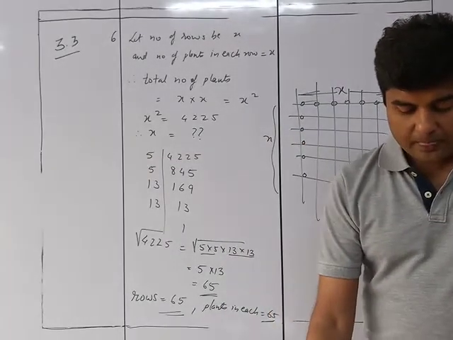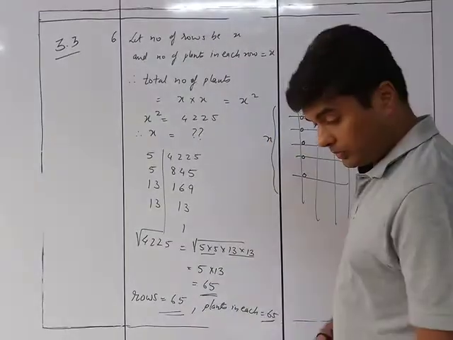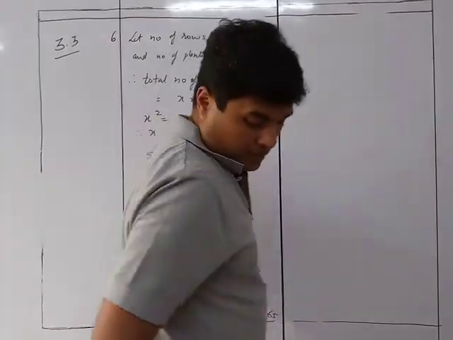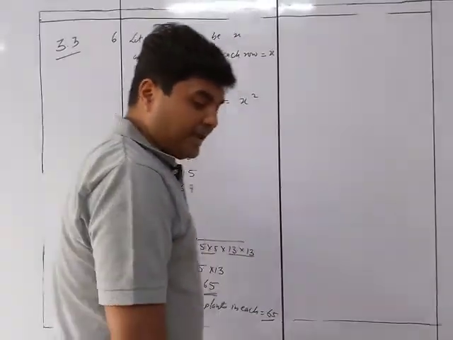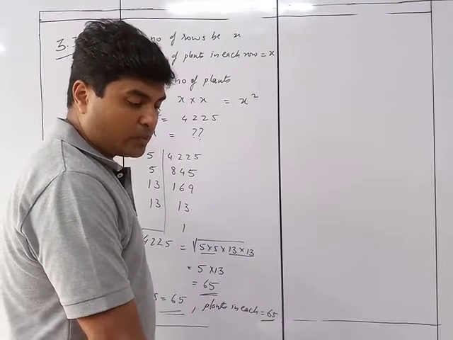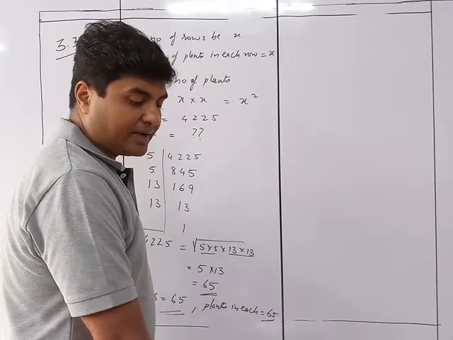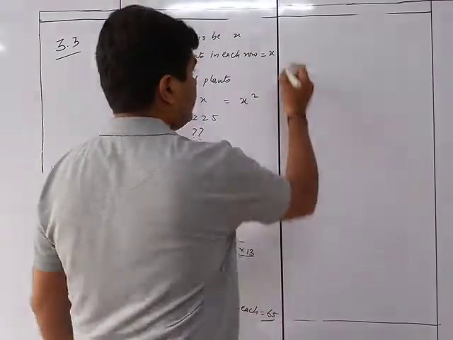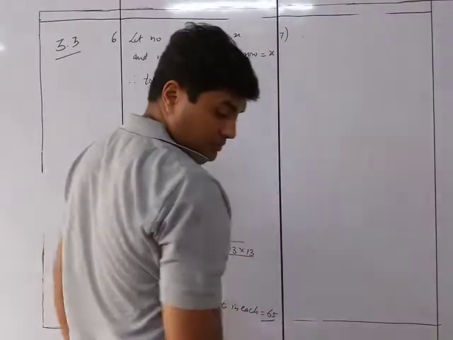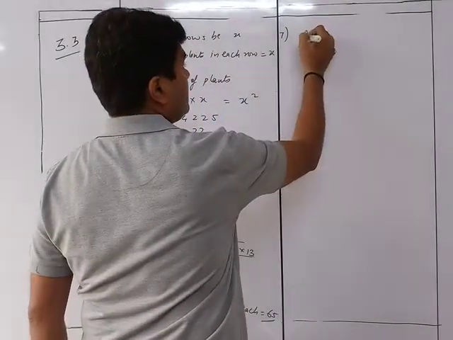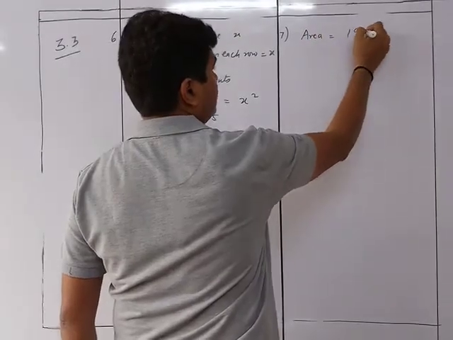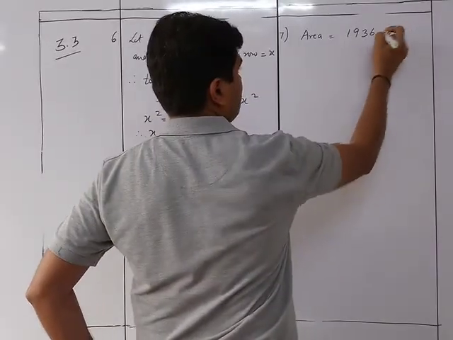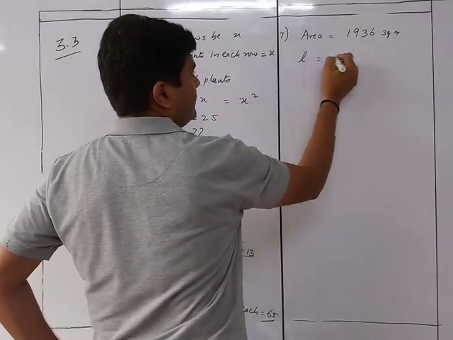Now question number 7. Question number 7 says the area of the rectangle is 1936 square meters. If the length of the rectangle is 4 times its breadth, find the dimensions of the rectangle. So we have that area is equal to 1936 square meters.